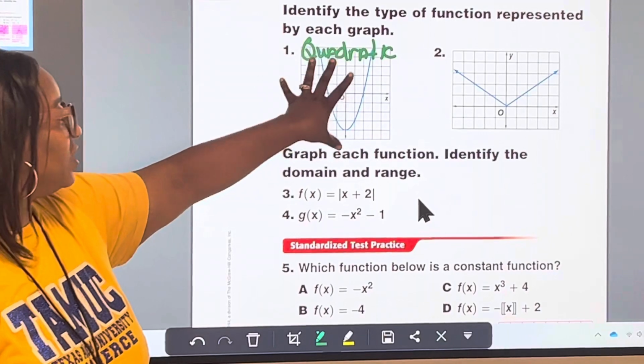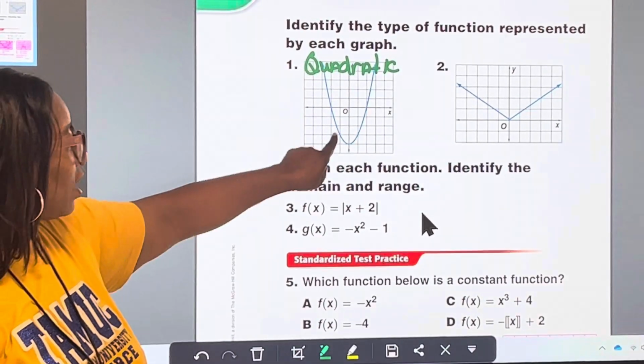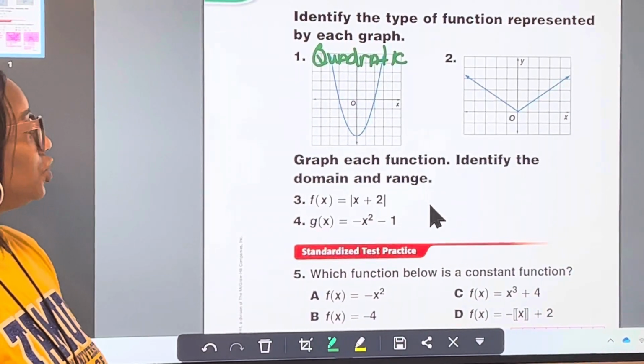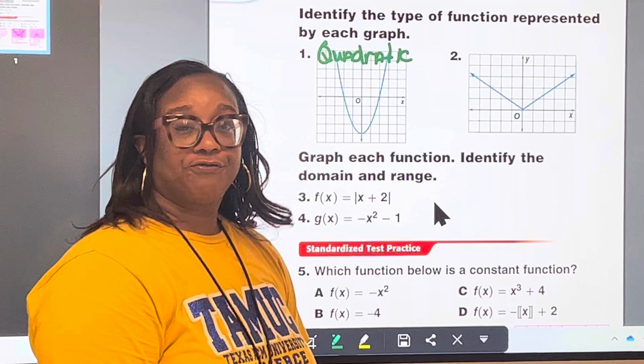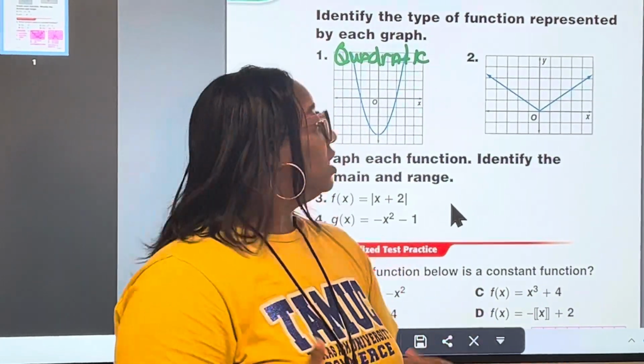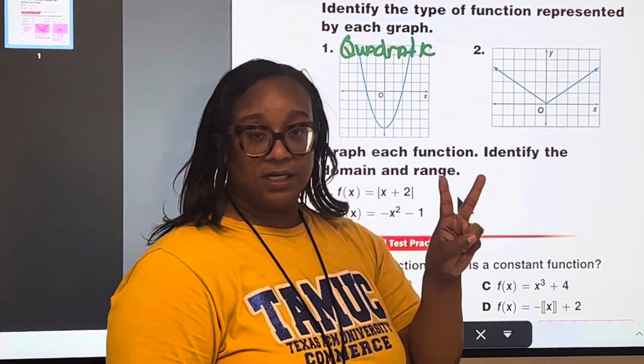This is the graph. It looks like the picture of what a quadratic would look like because that graph is in the shape of a U-shaped curve. Okay, let's go to number two. Now number two looks kind of different. Number two is the newer type of function that we have been studying and learning about this year. All right, so we see that the graph is in the shape of a V.